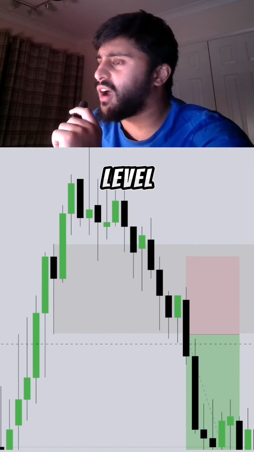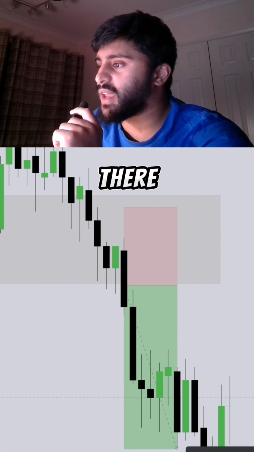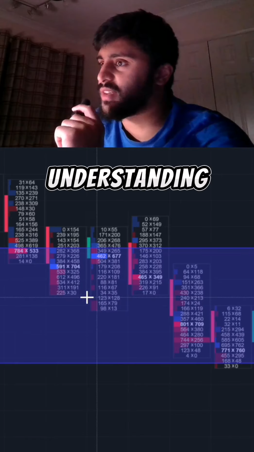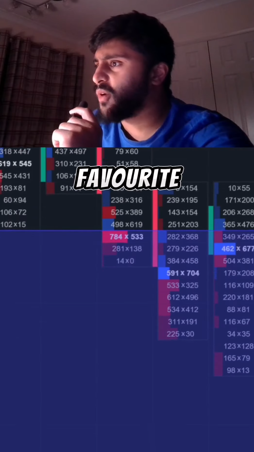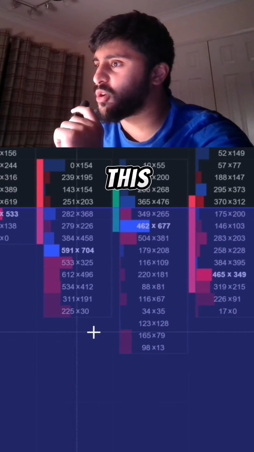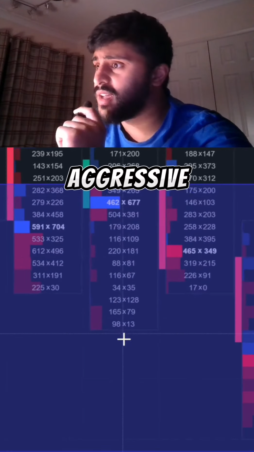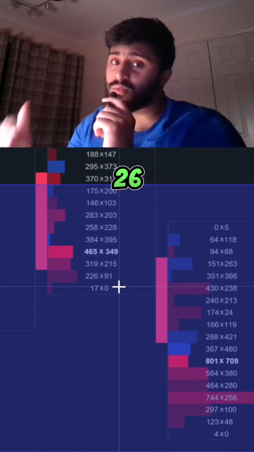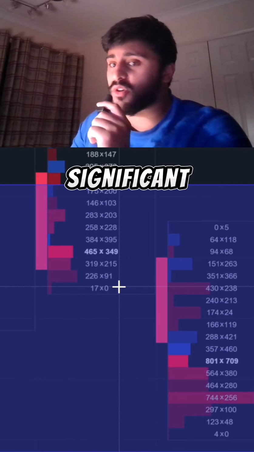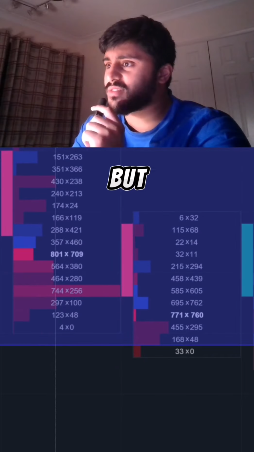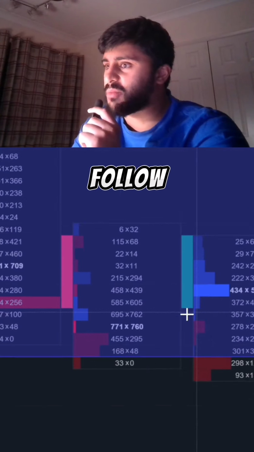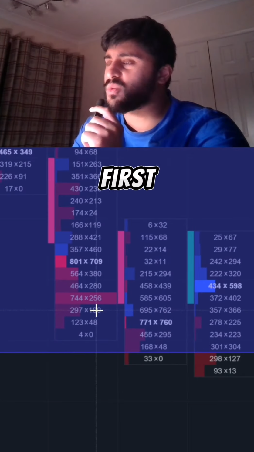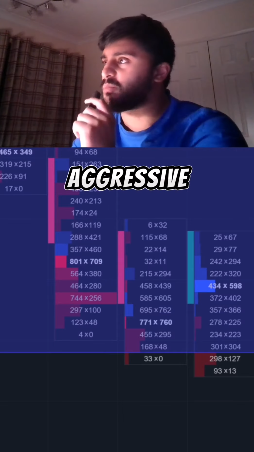Well, the way I was able to know that there was a reversal from this area is by understanding this thing over here, my favorite tool. So when price first comes into this area, we see so many aggressive sellers over here. In fact, we see things like 17 for 0, 2, 26 for 91. So there's a significant amount of aggressive sellers. But we can see those aggressive sellers actually follow through and they break the level. This is the first thing to understand. So we see aggressive sellers that are being rewarded.